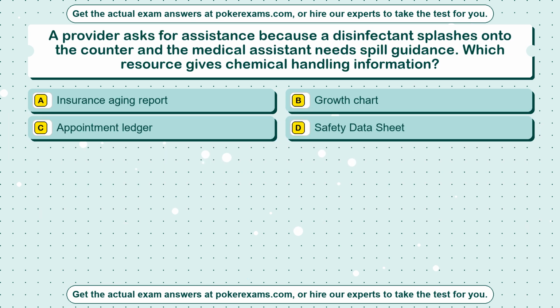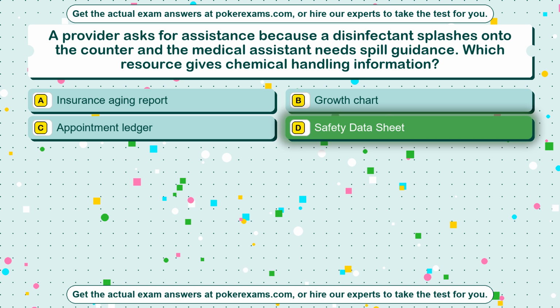Question 16. A provider asks for assistance because a disinfectant splashes onto the counter and the medical assistant needs spill guidance. Which resource gives chemical handling information? Option A, insurance aging report. Option B, growth chart. Option C, appointment ledger. Option D, safety data sheet. The correct answer is option D, safety data sheet.